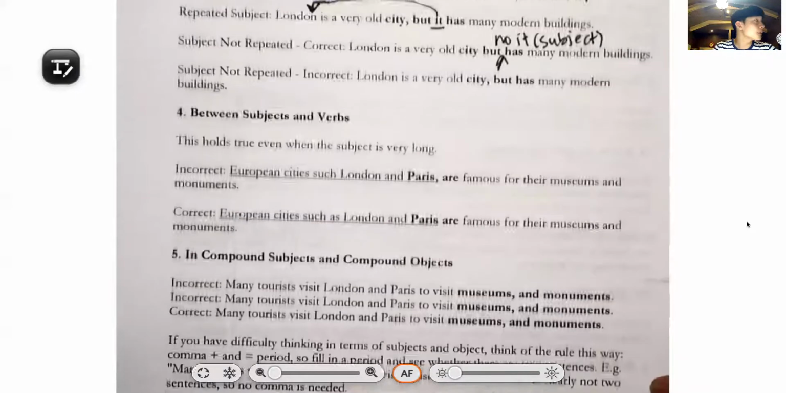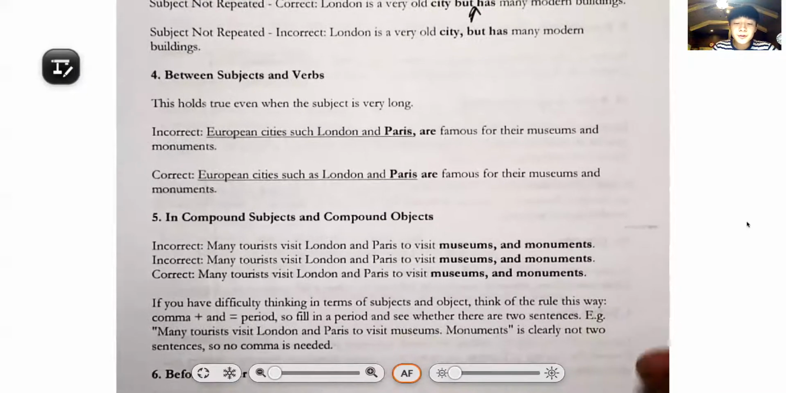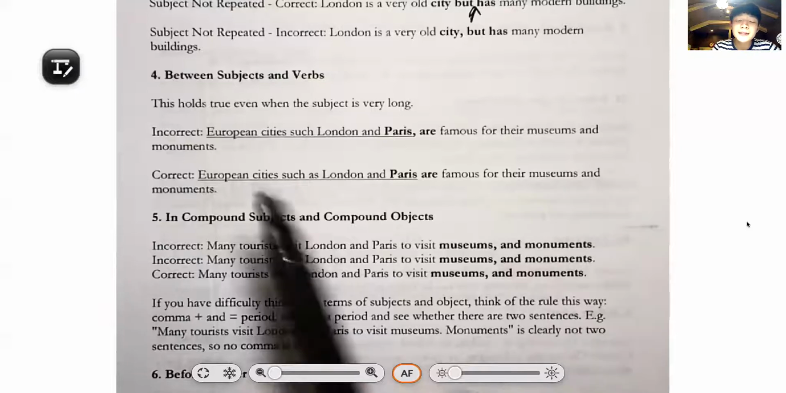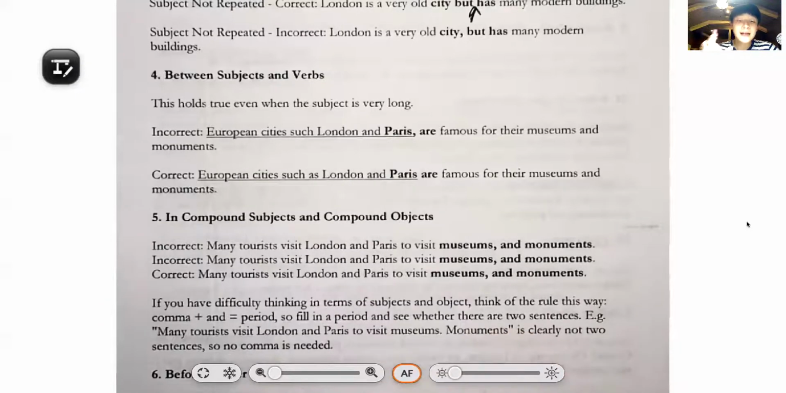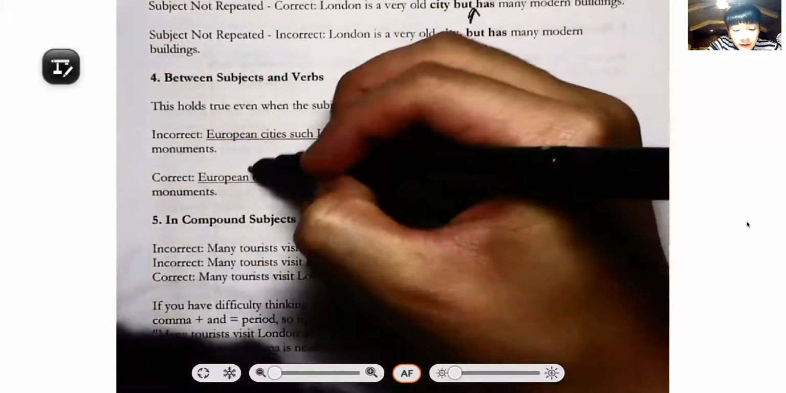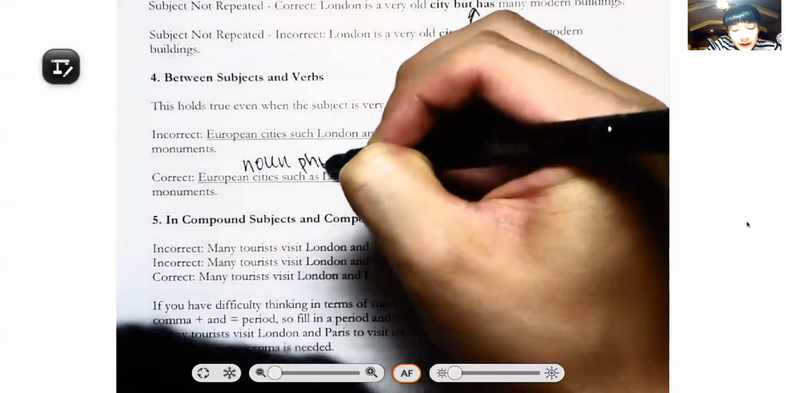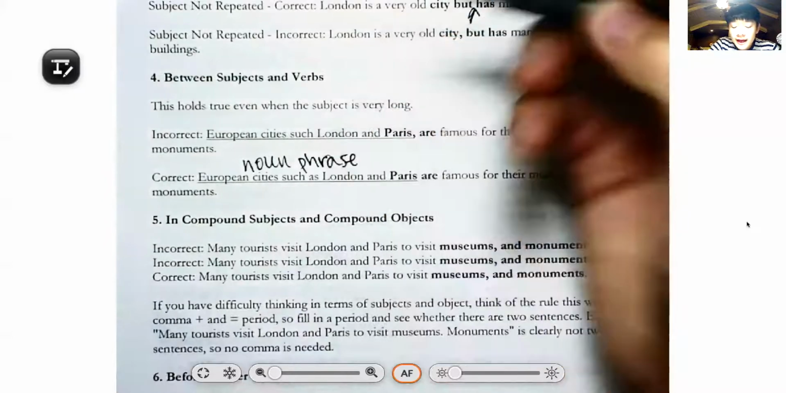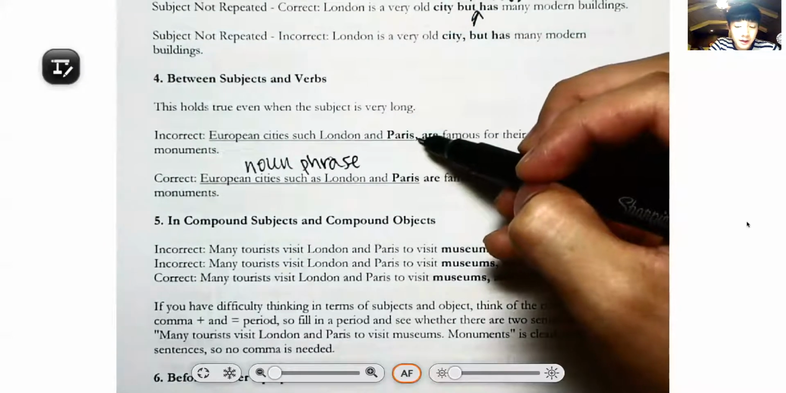Between subjects and verbs, well, this holds true even when the subject's very long, okay? So, you never put commas between subject and verbs, even when you have a compound subject or a huge long noun phrase or an adverb adjective phrase as a subject, right? So European cities such as London and Paris, that's a noun phrase right there, right? And you will also see that you don't put a comma there, right?